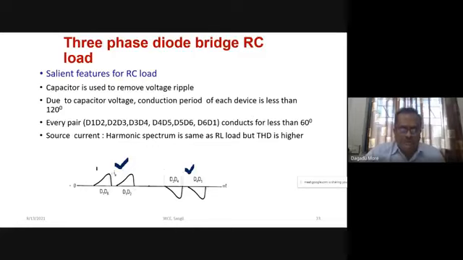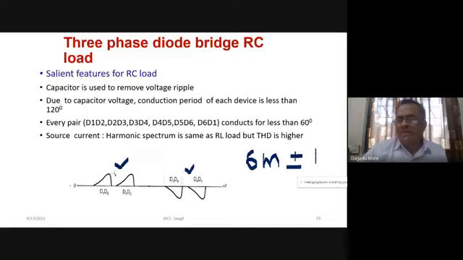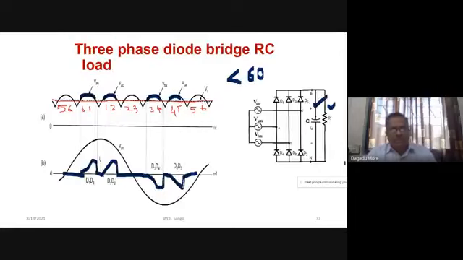So here we have 2 positive pulses in the positive half cycle and 2 negative pulses in the negative half cycle of the input, and here you can find the THD for this case. The harmonic spectrum for this waveform is also 6m plus minus 1. The harmonic spectrum will be the same, 6m plus minus 1, but the only thing is that our THD will be higher. So this is the change in the source current waveform, particularly in drives.